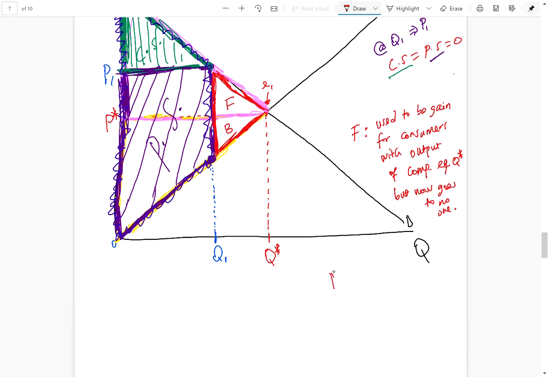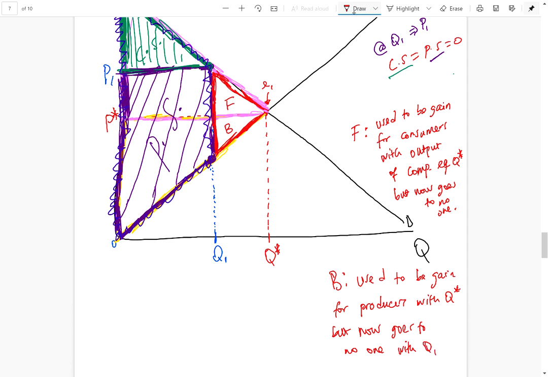Okay, and B, you can do that same analysis, right? Used to be gain for producers with Q star, but now goes to no one with Q1. So what we're trying to say here is that the distance between Q1 and Q star, there is still this space where the cost to producers of making this good is lower than what the consumers are willing to pay. So the consumers would have been better off if we were able to produce this Q star.